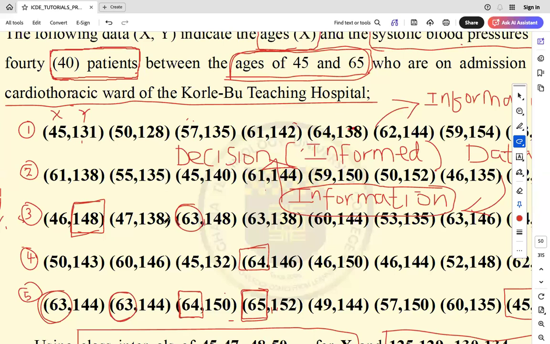128, 135, 138, 146, 144. None of them can overtake 148. So we move to the next block, 135, 140, 148 has been repeated, 132. Then I see 150. So 150 has taken over as the biggest number for Y. You take it to the next block, 142, 144, 138, 146. I see 152. So 152 takes over as the highest number.